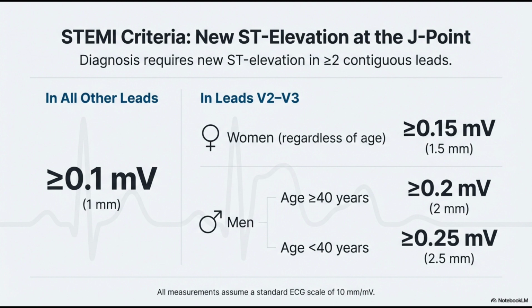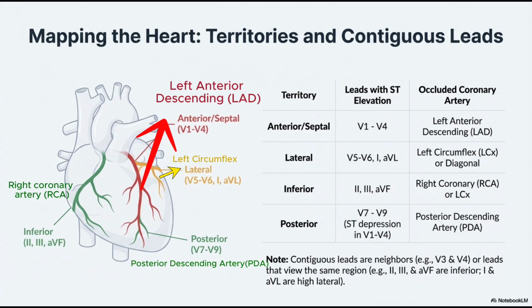That's incredible. So what you're saying is, in young men, we are intentionally choosing specificity over sensitivity in just those 2 leads. V2 and V3. To prevent unnecessary and, frankly, dangerous procedures. These precise measurements are really the foundation of that initial triage. Exactly. It's about knowing the noise so you can spot the signal.